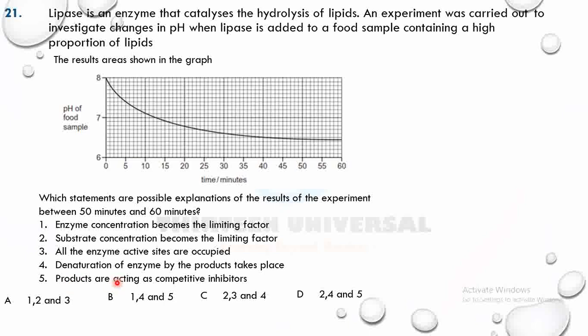Now 5 says products are acting as competing inhibitor. Yes, it's possible. There is what is called end product inhibition, which is when we have excess product and the product is now inhibiting the enzyme. So of course 1 cannot be there, and 3 cannot be there. So any option that has 1 and 3, like A and B, is out, and so the option is clear. Option is D, 2, 4, and 5.